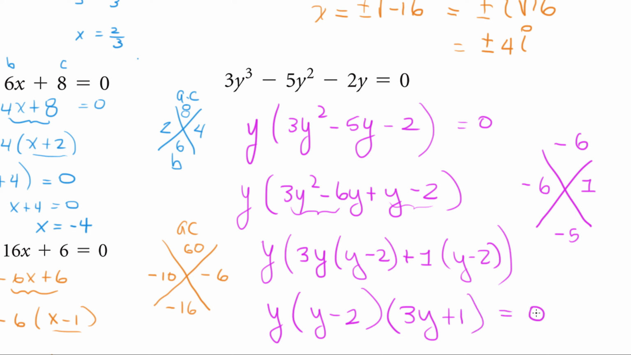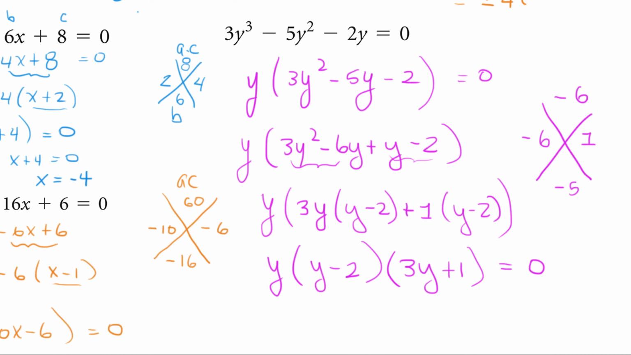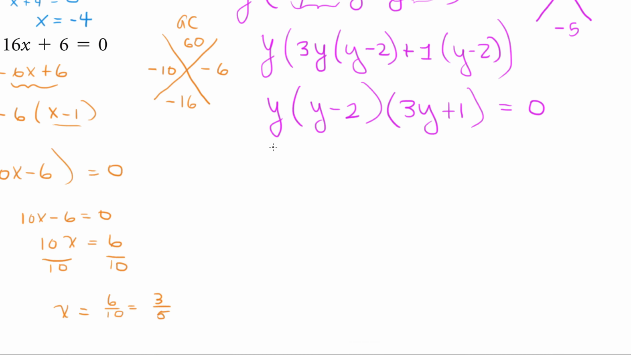equal to 0. Now, notice that different from the previous problems, now you have 3 terms equal to 0. And that's right, you have to split them in 3. So y equals 0, y minus 2 equals 0, and 3y plus 1 equals 0.